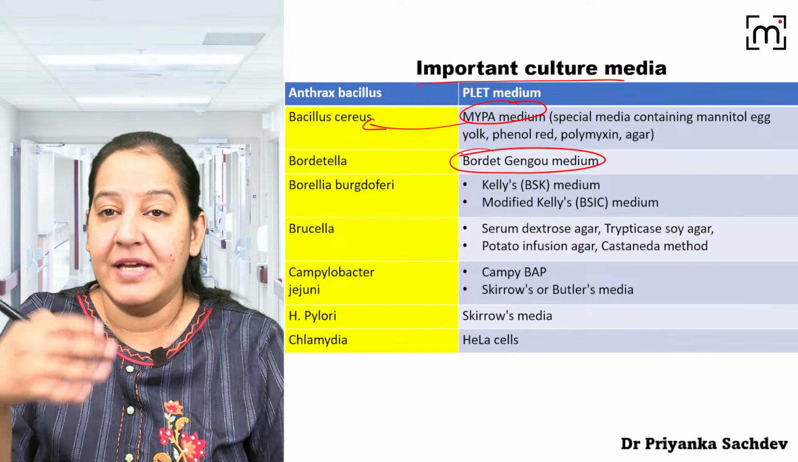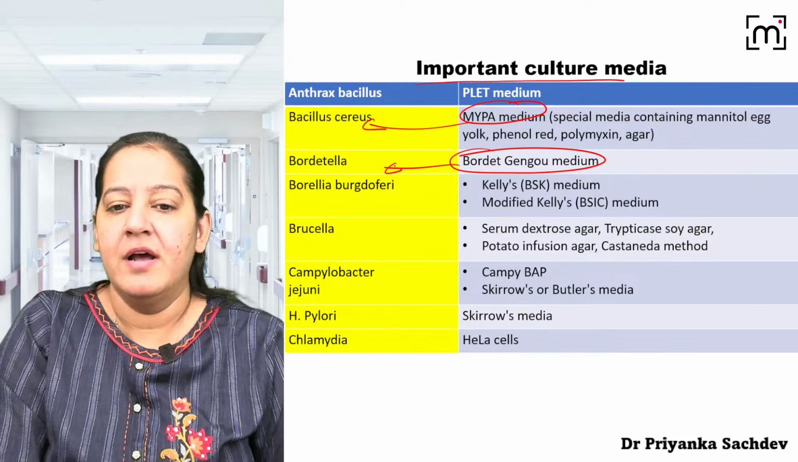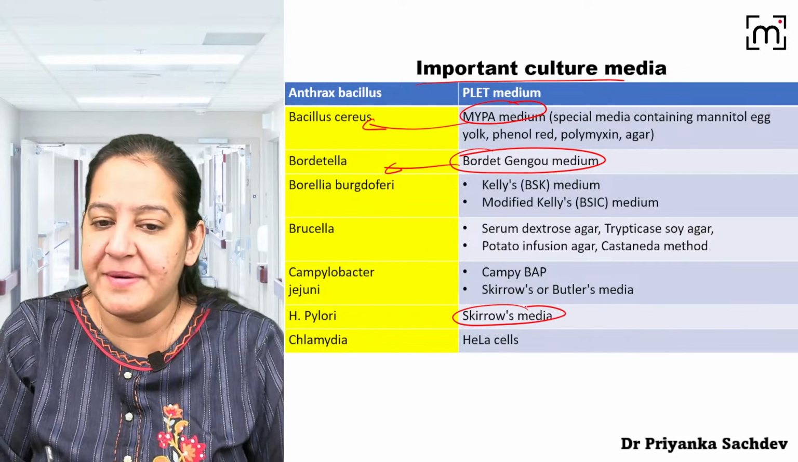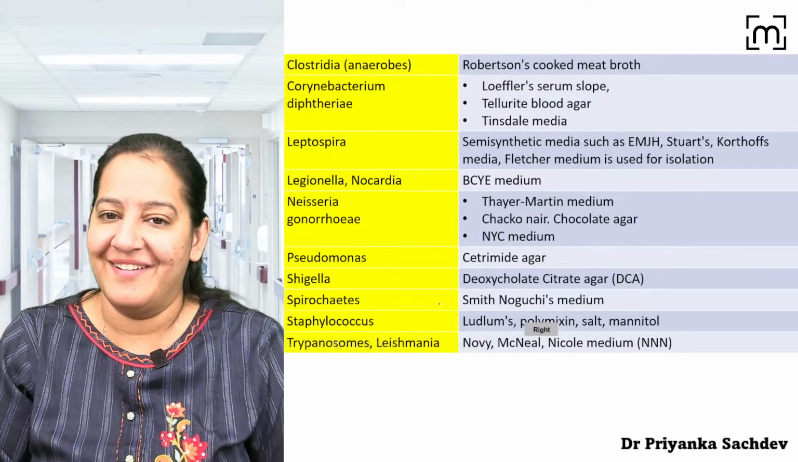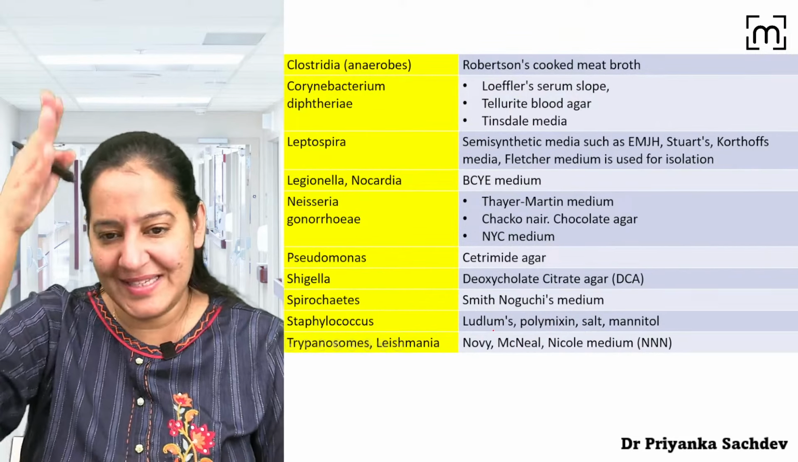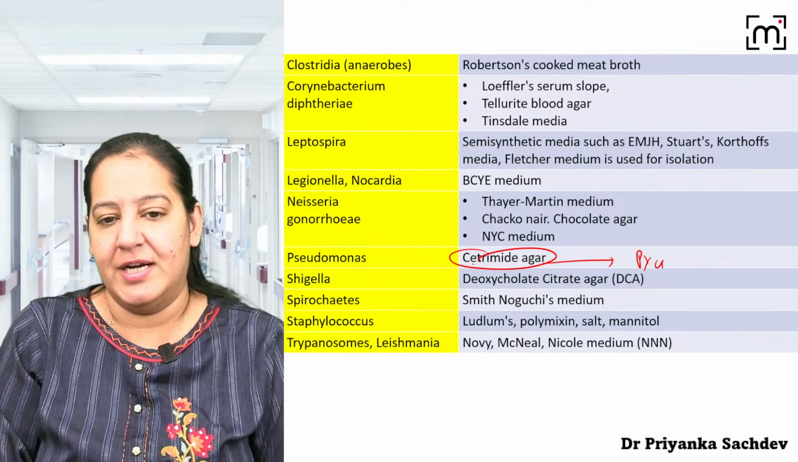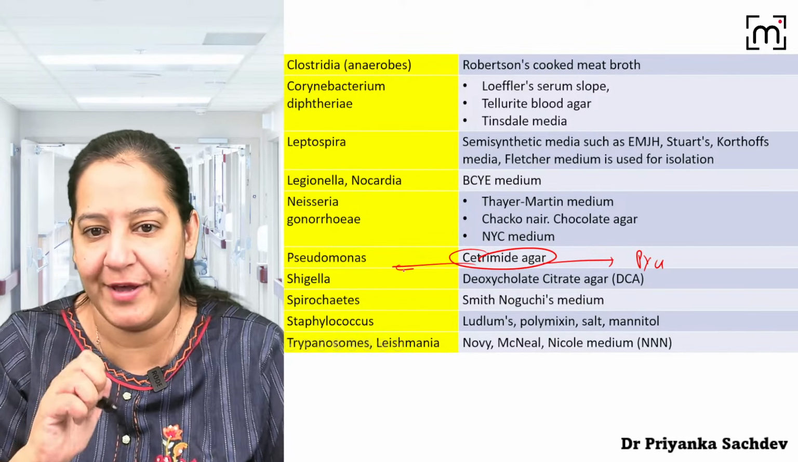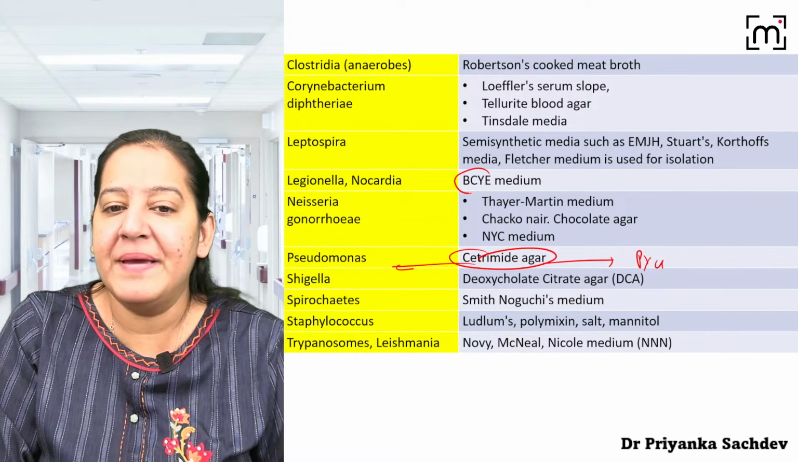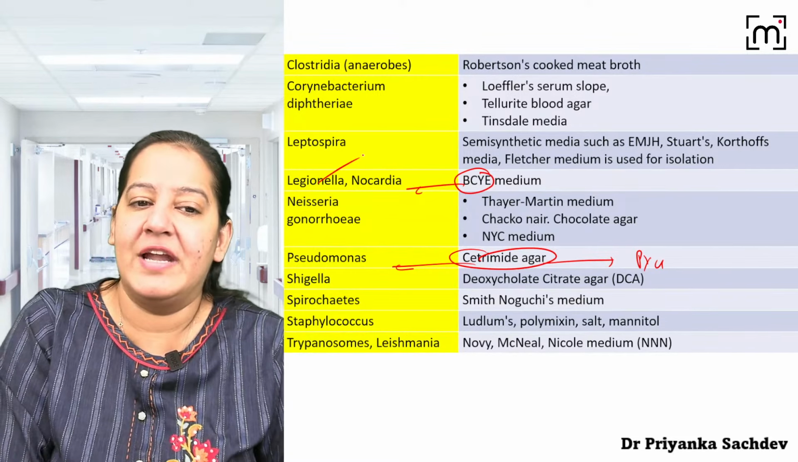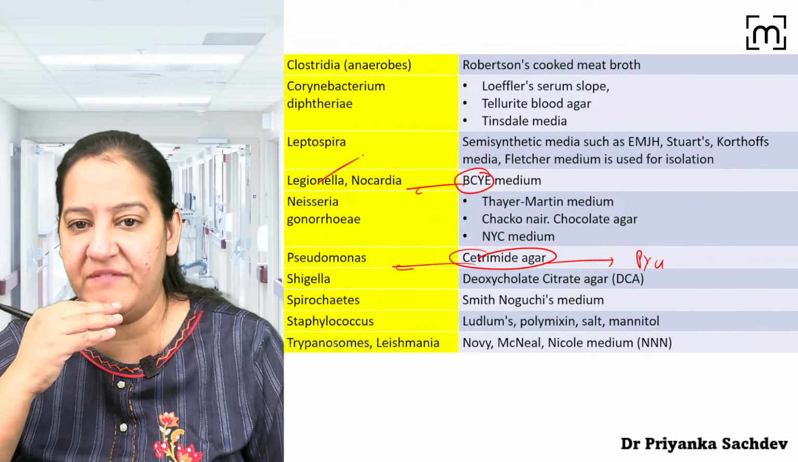Bordet-Gengou medium is for which bacteria? It's for Bordetella. It's only important. Skirrow medium, it's a PYQ. It's for H. pylori, right? In the same way, you can see the list, right? Cetrimide agar has had multiple PYQs. It's for Pseudomonas. You may have solved your PYQs, I guess, till this time. BCYE medium is for Legionella. These all are your PYQs.